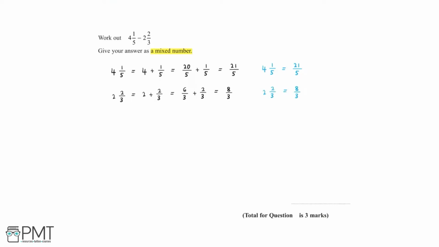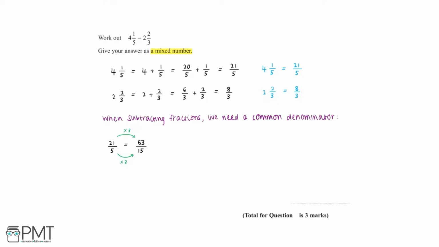Now when we subtract fractions, we need a common denominator. So we have the two fractions 21/5 and 8/3. We can make both fractions have a denominator of 15 in order for them to have a common denominator. Now to make the fraction 21/5 have a denominator of 15, we need to multiply both the numerator and the denominator by 3. 21 multiplied by 3 is equal to 63, and 5 multiplied by 3 is equal to 15. And so 21/5 is equivalent to 63/15.